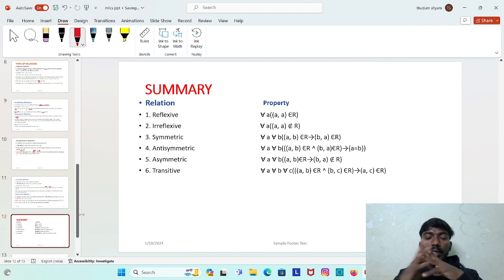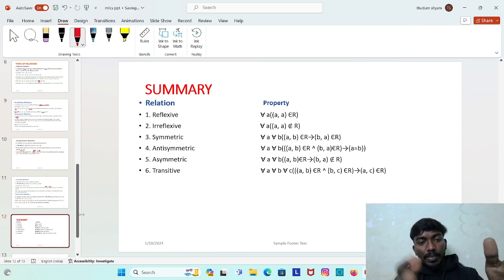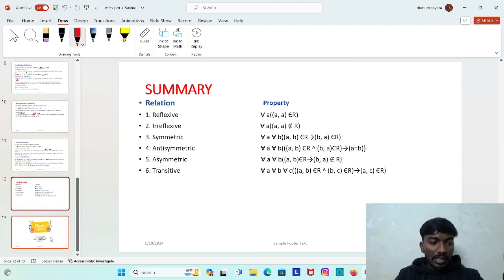Here is a summary of every property we have discussed until now. We discussed the types of binary relations: reflexive, irreflexive, symmetric, antisymmetric, asymmetric, and transitive. For each relation, there is a respective property which we have to consider to show that the relation holds. So that's it. Thank you.